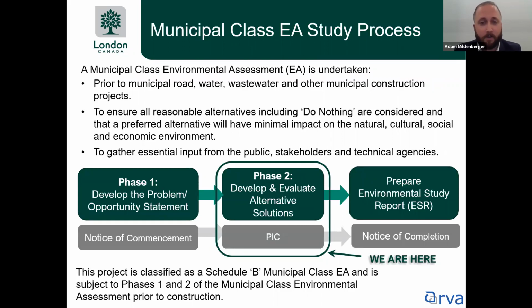So this infographic here you see on the slide, this figure, is an overview of the EA process. This EA study is classified as a Schedule B EA, meaning that it includes phases 1 and 2 of the EA process. Phase 1 includes the development of a problem or opportunity statement, which is followed by phase 2, which is the current phase we are at, the development and evaluation of alternative solutions. For this study, one of the key features of phase 2 includes a public information center, which is what we're undertaking today.